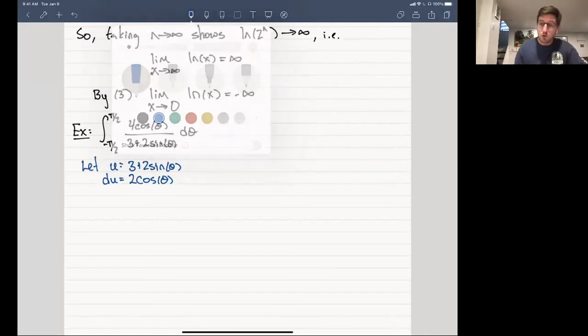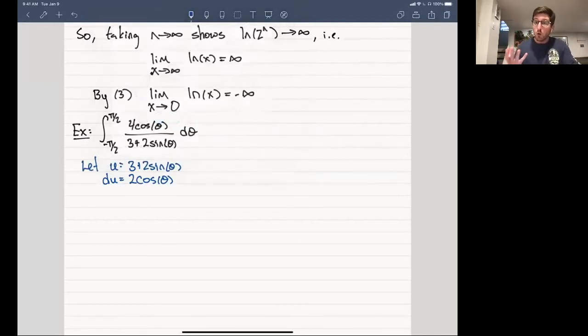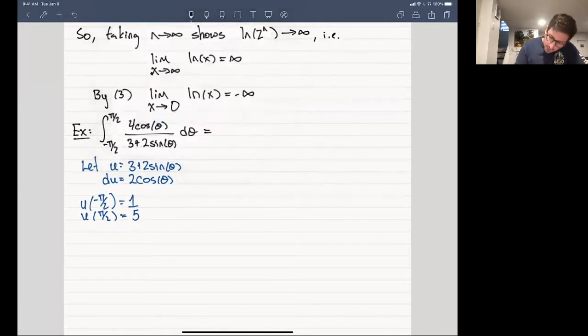Similarly, we remember the substitution rule for definite integrals. We have a whole video lecture on this. We need to change the bounds of integration as well. So we ask what u at minus pi over 2 is. We can calculate this maybe by recalling some values of trigonometric functions. And similarly, evaluating at the upper bound, this thing gives us 5. And so now my function becomes the integral from 1 to 5 of 2 over u du.